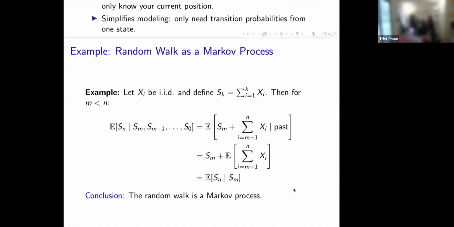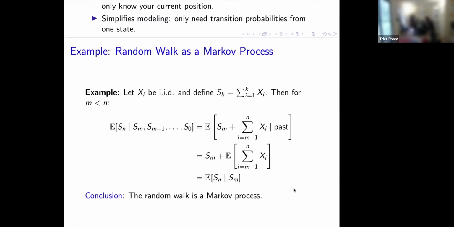Here is an example of, I don't want to say the most simple, Markov chain, Markov process, but basically the random walk will show up as an example for us throughout this chapter.